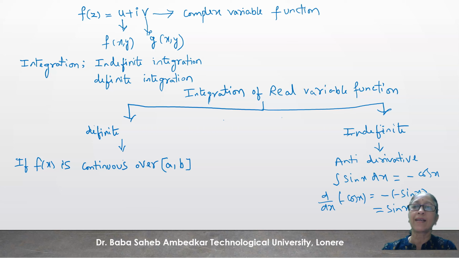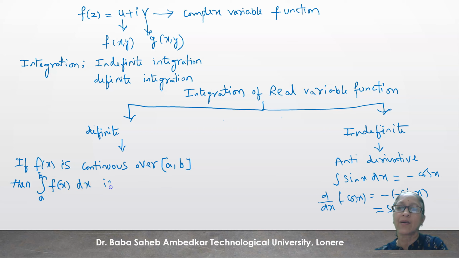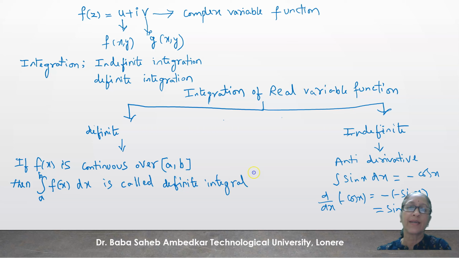So if f(x) is continuous over [a, b], then integration of f(x) over [a, b] is called definite integral. Then integral a to b f(x) dx is called definite integral. So here definite integration is over an interval [a, b].